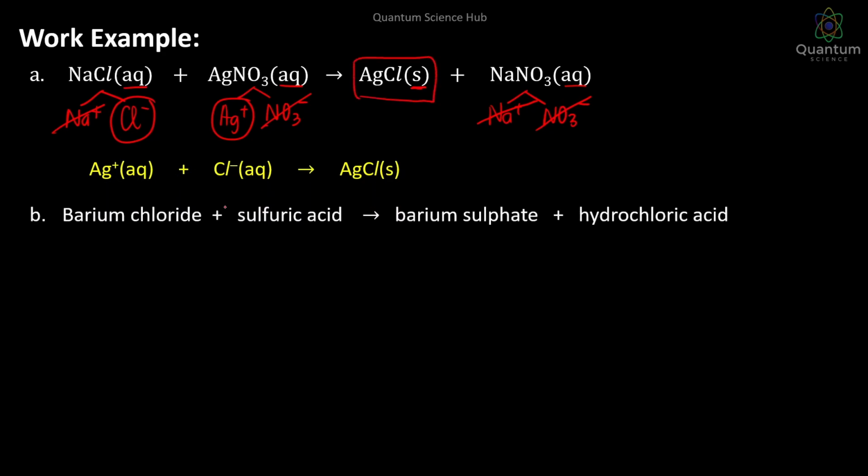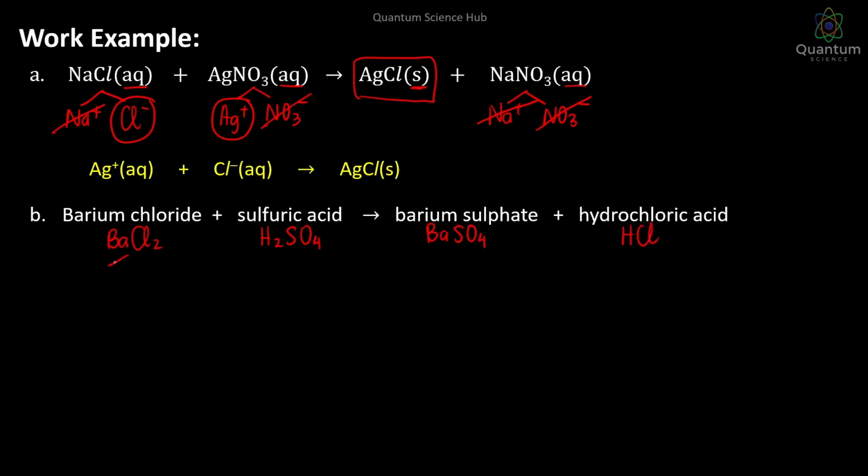Next, barium chloride. Barium chloride is aqueous, so you write BaCl2, while sulfuric acid is H2SO4. Barium sulfate is BaSO4, and hydrochloric acid is HCl.